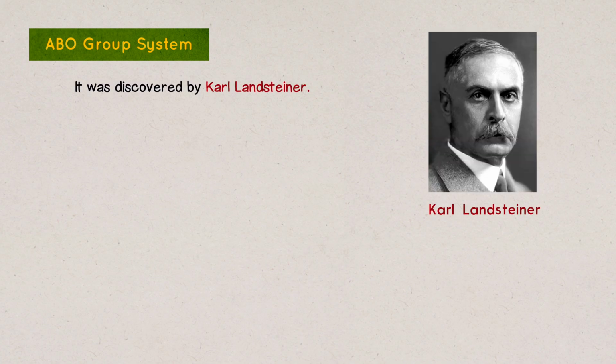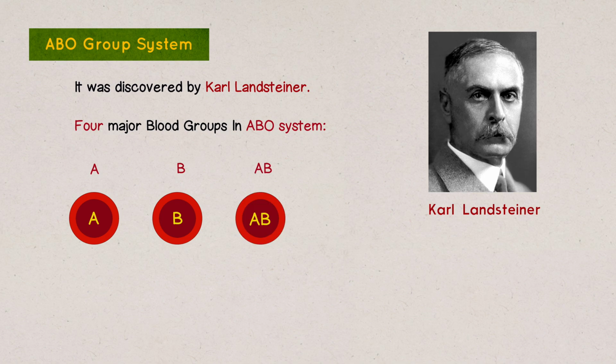Let's discuss the ABO group system. So, who discovered the ABO blood group system? The ABO group system was discovered by Karl Landsteiner. There are four main blood groups in the ABO group system: A, B, AB, and O. Our blood group is determined by the genes we inherit from our parents.